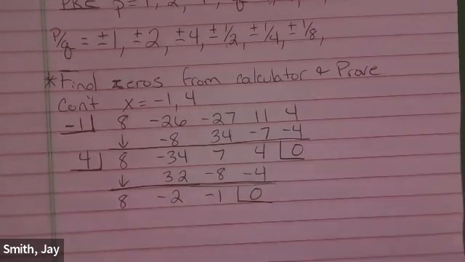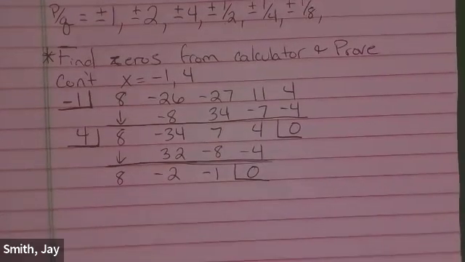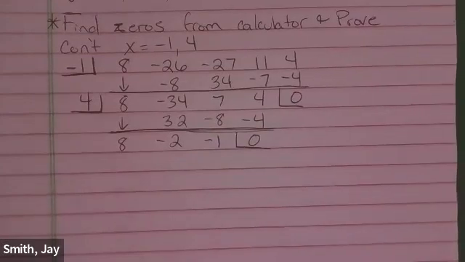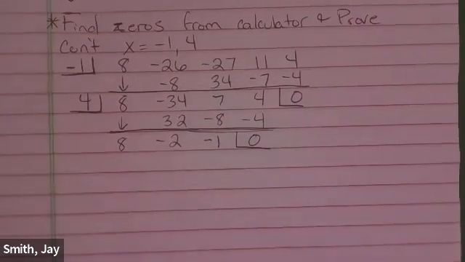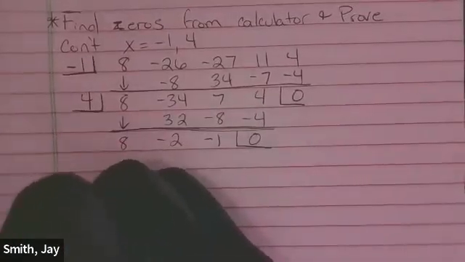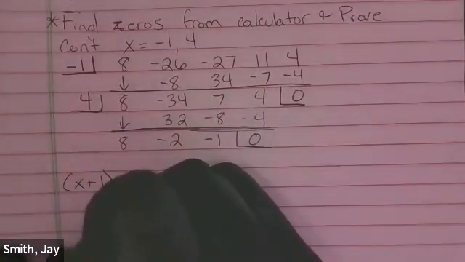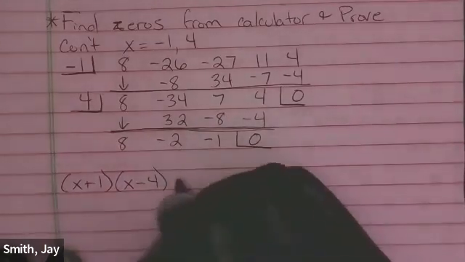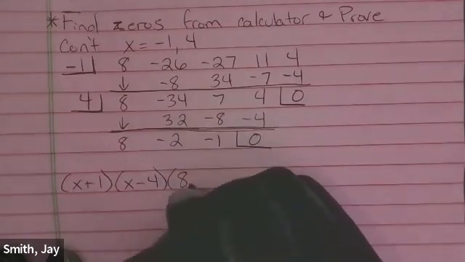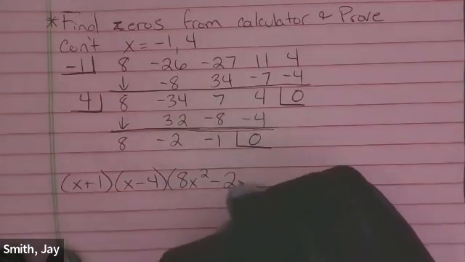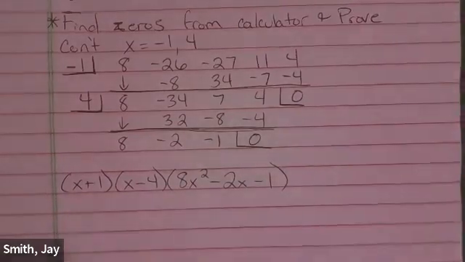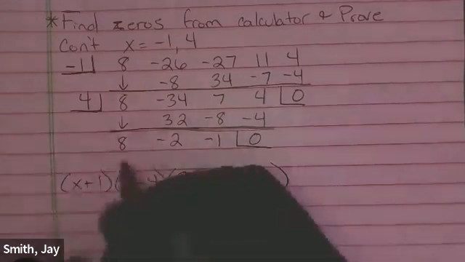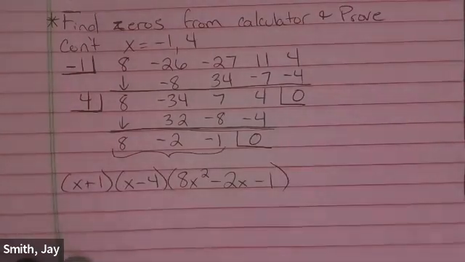All right. So at this point, we now have 2 zeros of the polynomial, one being -1, the other being +4. So we know x plus 1 is a factor. x minus 4 is also a factor. And this would be multiplied by 8x squared minus 2x minus 1. We got that 8x squared minus 2x minus 1 from our quotient, or our answer from that second synthetic division.